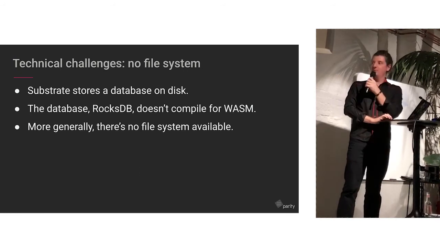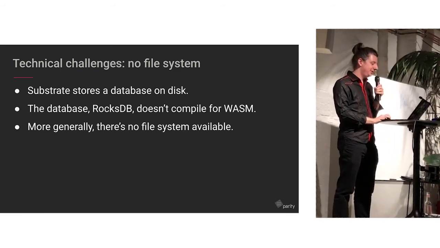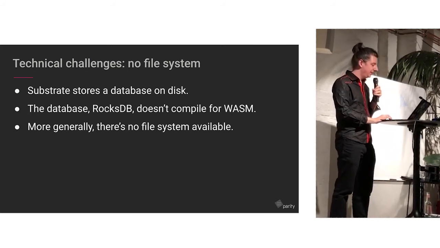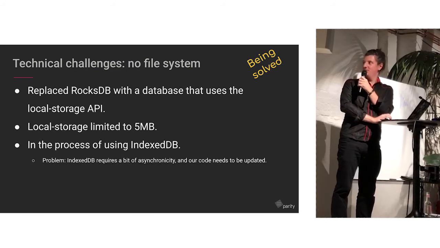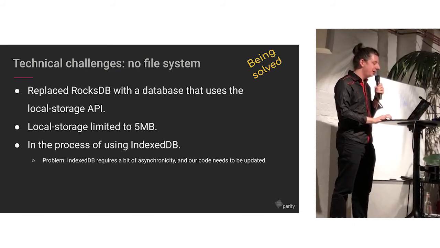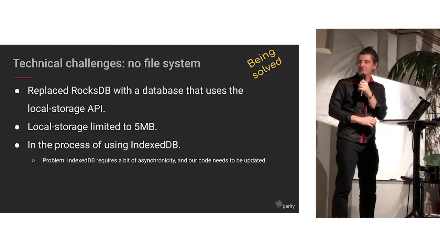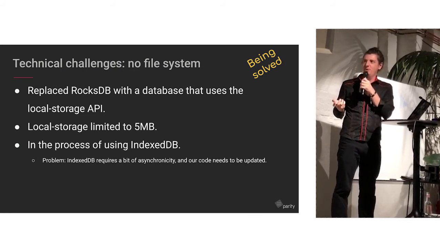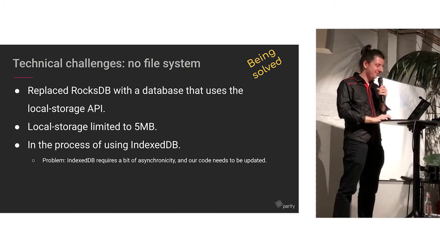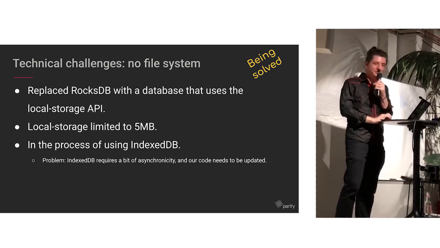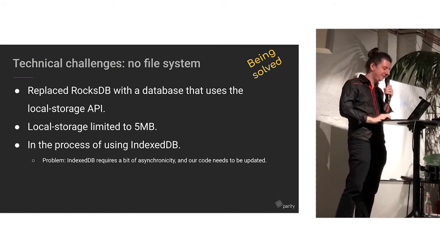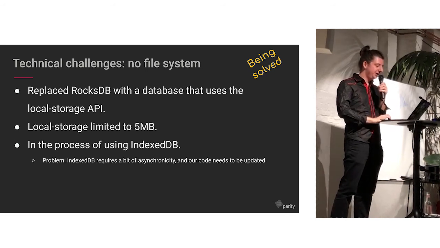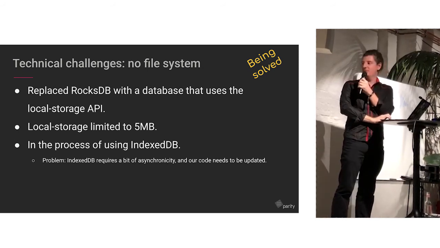Next one, there's no file system. We cannot write on disk, we cannot write a database on disk. RocksDB, the database engine that we use, does not compile for WASM because of that. We replaced RocksDB with a database using the local storage API. However, it's limited to 5 megabytes, so you cannot store a lot. I tried running a full node and at block 200, it's already full. So if you reload your node, you start again at block 200, and we are at 400,000 right now, so not great. We have a pull request open that's switching to IndexedDB, but it's a work in progress and we will see how it goes.